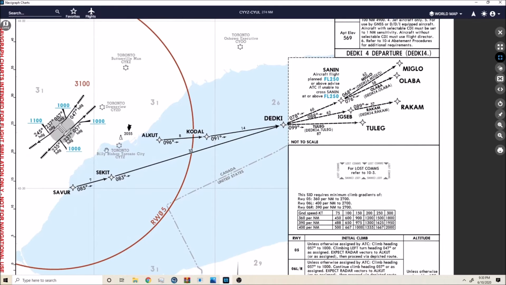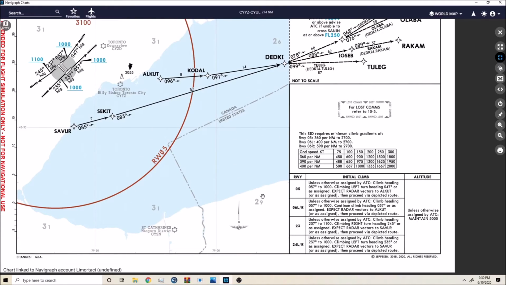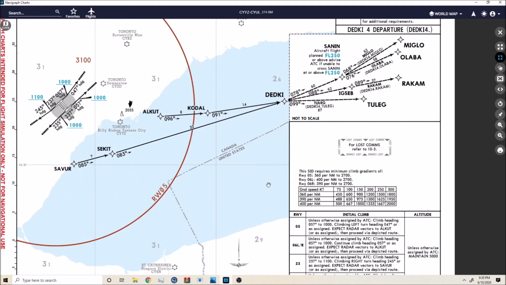We'll be taking off 2-4 right, maintain a heading of 237 till 1,000 feet, then a climbing left turn to 235, climb up to 5,000 feet, and we'll expect vectors to SAVER. 200 feet per nautical mile for our climb gradient today. In the calculations that dispatch will give you, you'll definitely make 200 feet per nautical mile. That's more for planning purposes.